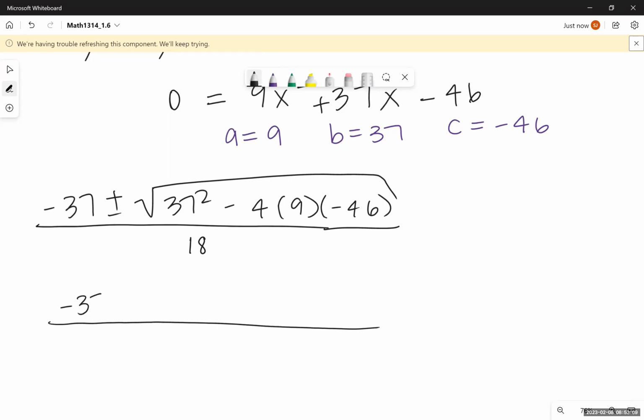What I've done so far is just put everything into the quadratic formula. And now I am actually solving it. Times 9 times 46, 1656. This should end up being a perfect square.